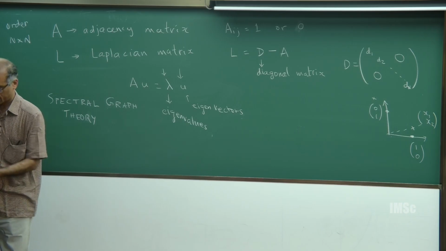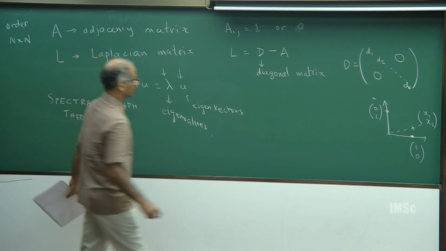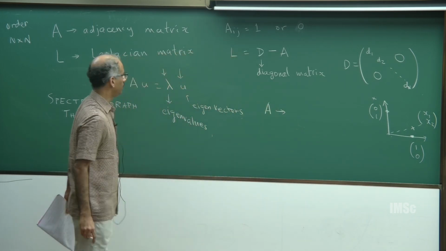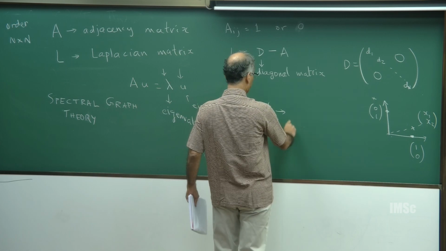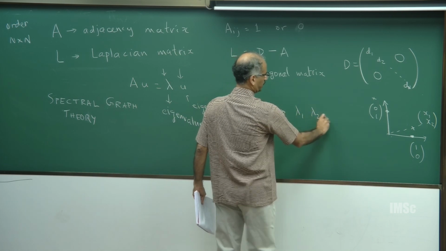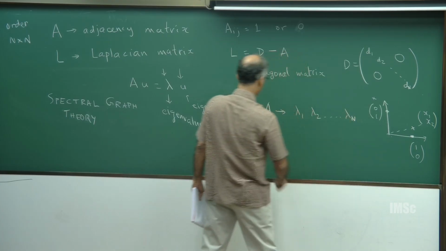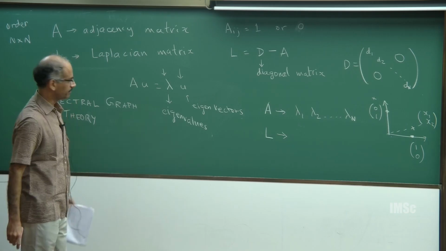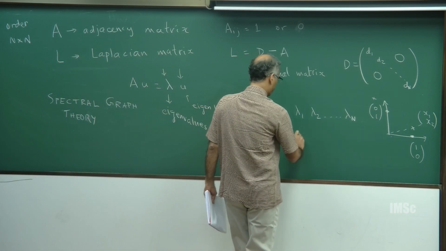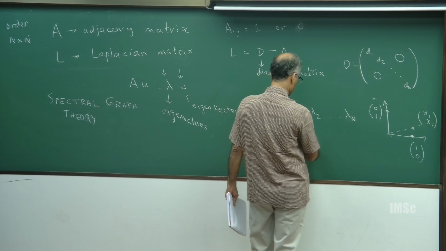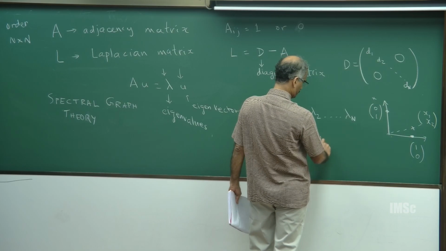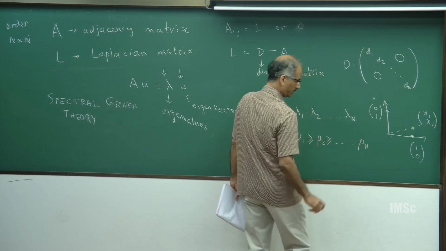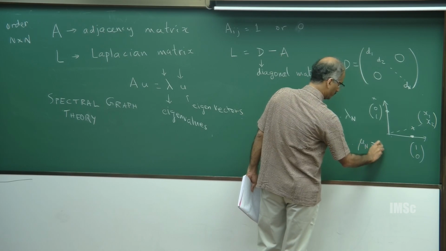And so if you have, let us say, this adjacency matrix A, you will have eigenvalues which are lambda 1, lambda 2, up to lambda n. If you had this matrix L, the Laplacian matrix, you will have mu 1, mu 2, up to mu n, and this is equal to 0.